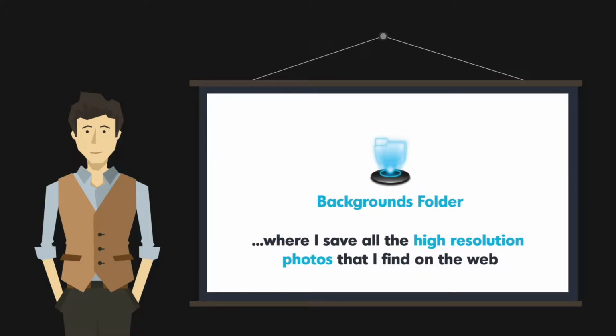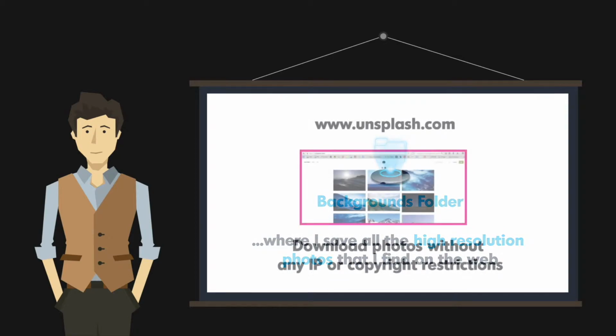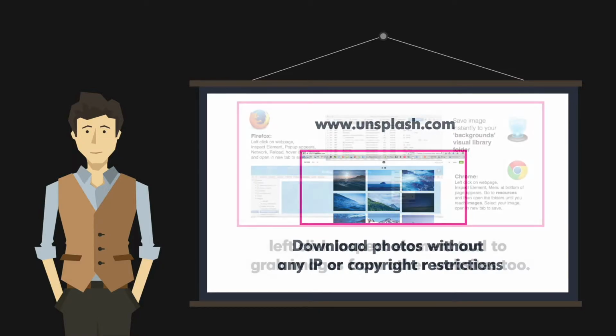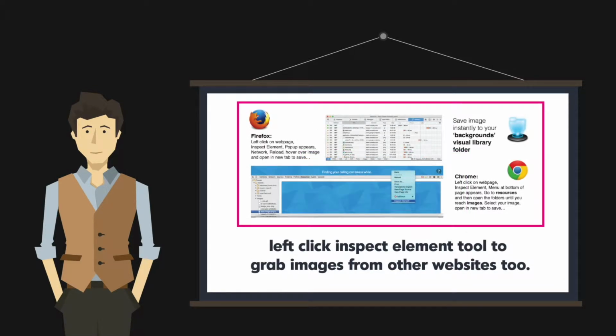Probably my most useful design folder is the Backgrounds folder, where I save all the high-resolution photos that I find on the web. There is a great website called unsplash.com that lists photos without any IP or copyright restrictions. If you are a bit cheeky like me, you can also use the left-click Inspect Element tool to grab images from other websites too.